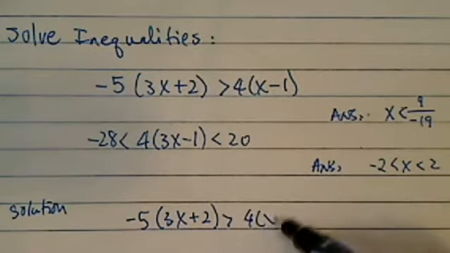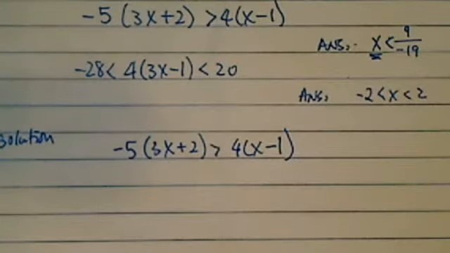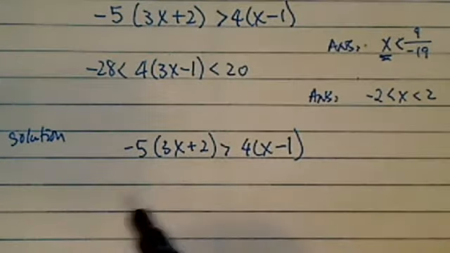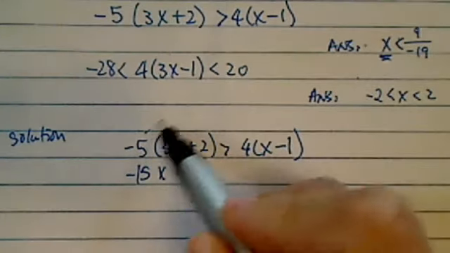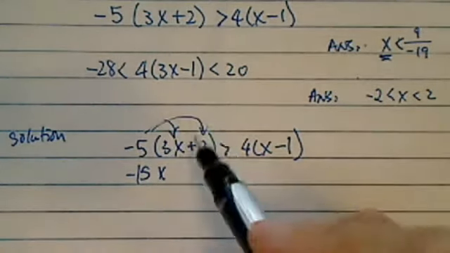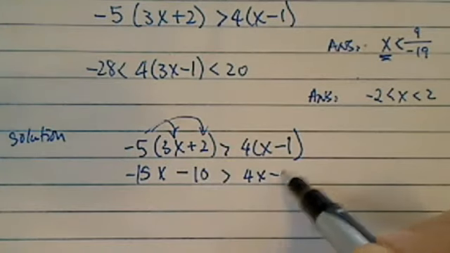What you have to do is keep in mind that your end goal is to keep x all by itself on one side. So the other steps keep on doing it for one goal: getting x onto one side. So let's distribute this minus 5 in there. So you have minus 15 minus 10 is bigger than 4x minus 4.